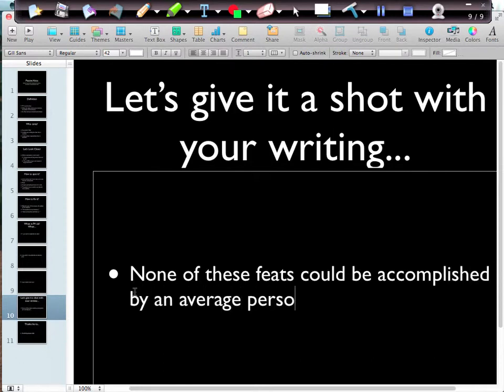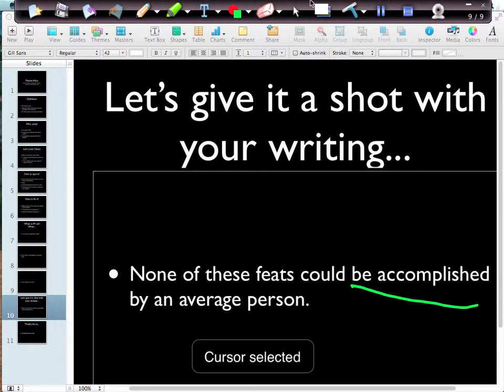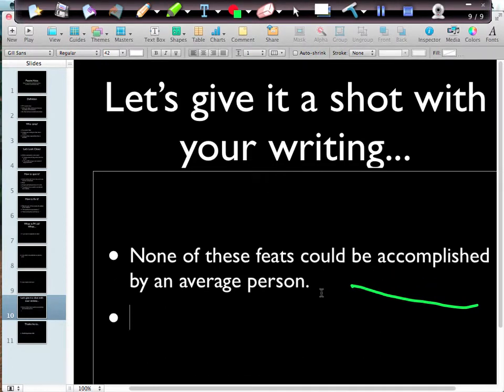Okay, so first let's look at Jenny's sentence. None of these feats could be accomplished by an average person. Is that passive voice construction? Yeah. Yes, okay, because we can recognize the form of be and the past tense, okay? Can we make it sound a little bit stronger? Say it a little louder. The average person can never accomplish any of these feats.